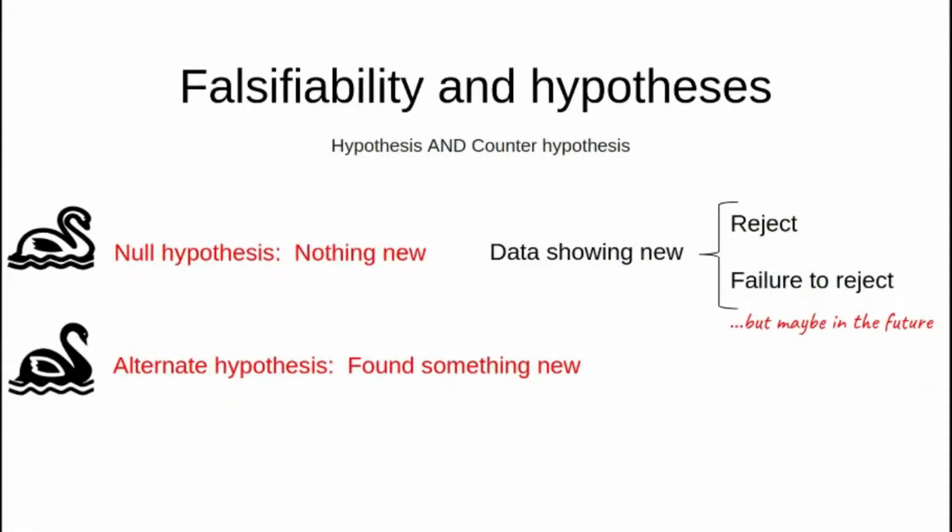So when we're doing statistics, we stick to this philosophy of falsifiability because we want to be scientific. We don't try and just look for evidence that supports our theory. We're actually looking for evidence that refutes our theory. So we're using the falsifiability understanding.